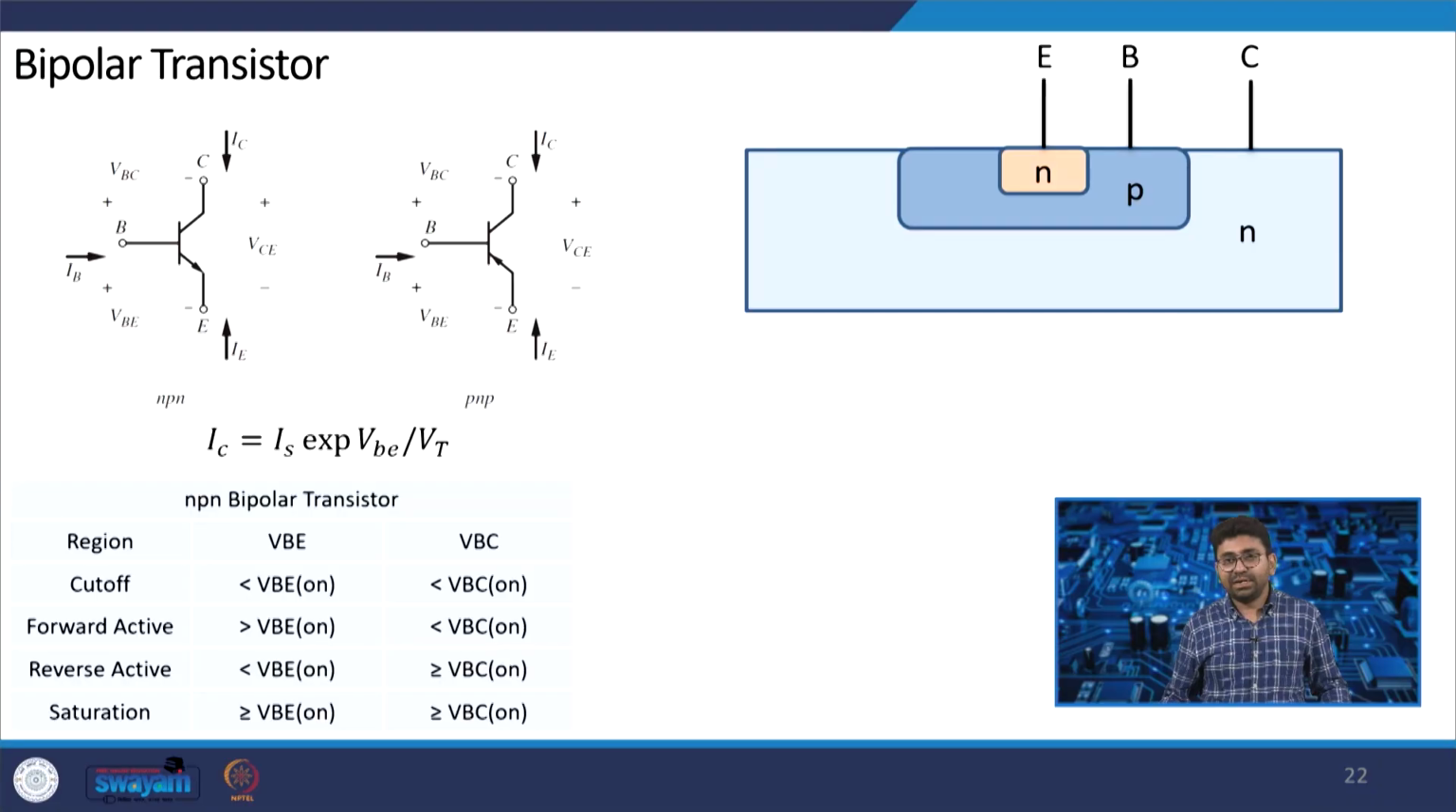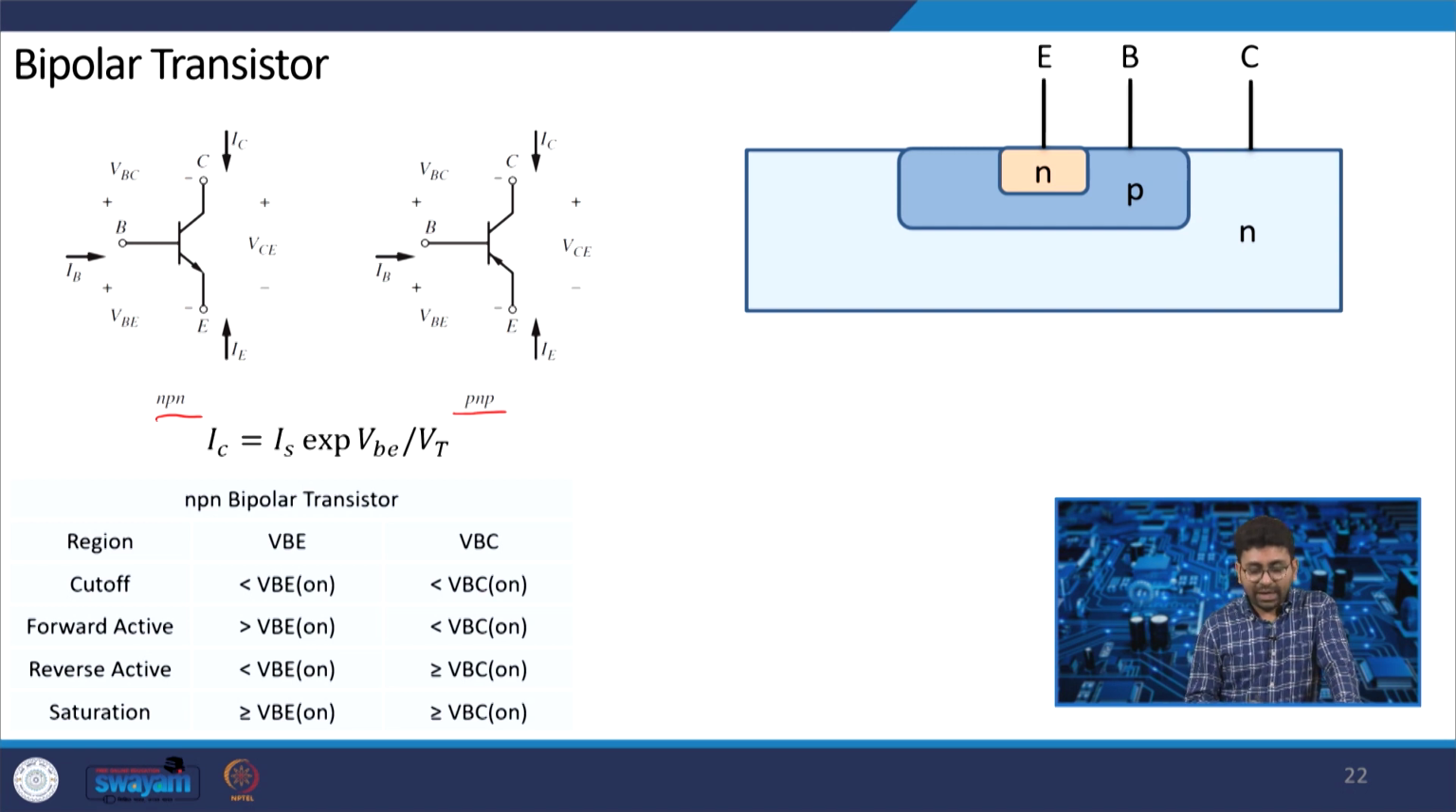As we know, a BJT has an emitter, base and collector, and here it is NPN. If it is an NPN transistor, then there is an N region, a P region and an N region. It can be connected like this in the lateral structure. There are two types of bipolar transistor, NPN and PNP, based on the doping.